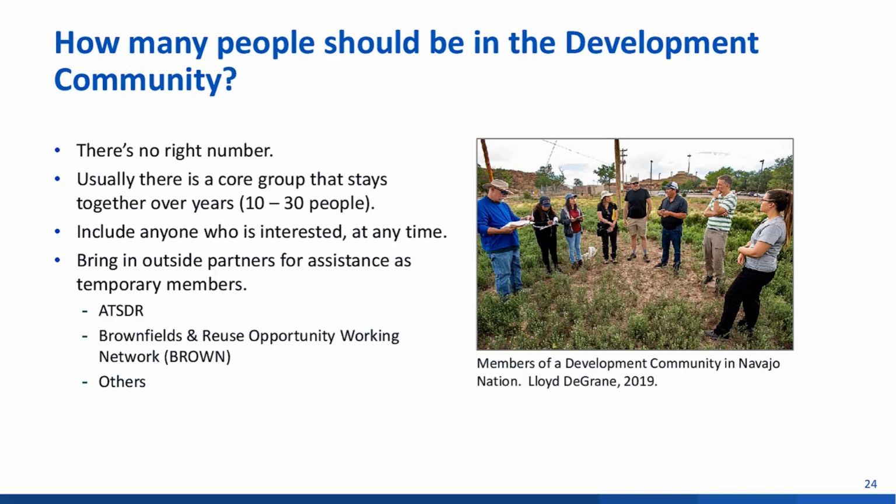People often ask how many people should be a part of the development community. There's no right number. Development communities can range from 10 to 30 people. How do you know you have your complete team? Whenever you talk to a new possible member, ask if they have recommendations for other potential members. Eventually, you will come full circle as they name people already involved.